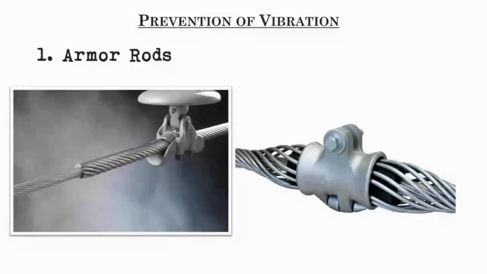How do we prevent vibration? One of these items is the use of armor rod. Armor rod is a bunch of iron wires, steel and very strong, but the color is different because they are galvanized. They will be clamped to the conductor near the tension point. They will absorb the energy from the vibration and also protect the strands of the conductor. We saw that the strands at this high tension point are exposed to fatigue and will break. This helps by reinforcing them and preventing the break of the strands of the conductor.